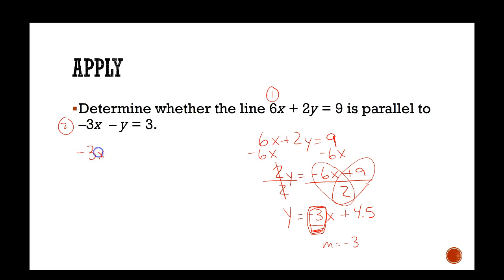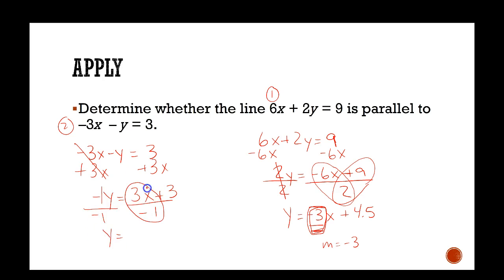I can do that same concept with this one. So I would add 3x and get negative y equals 3x plus 3. Divide by, so this is negative 1 in front of it, divide by a negative 1. Again, do this first. It's negative 3. Do that second. And again, the number in front of your x is always your slope, so m equals negative 3. So because this slope and that slope match, the answer to this would be yes, they are parallel. If they didn't, the answer would be no.